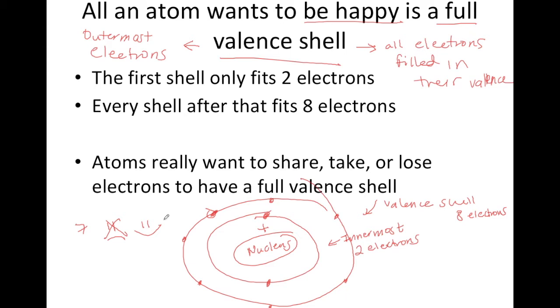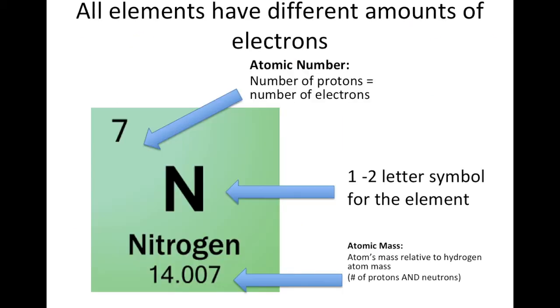And when we say they're happy, not like a human emotion, but this means that they are not going to react. So atoms are going to share, take, or lose electrons in order to get to a full valence shell.